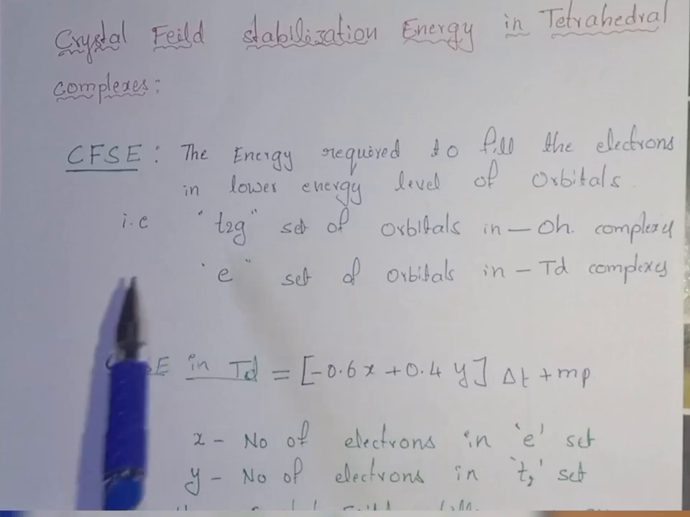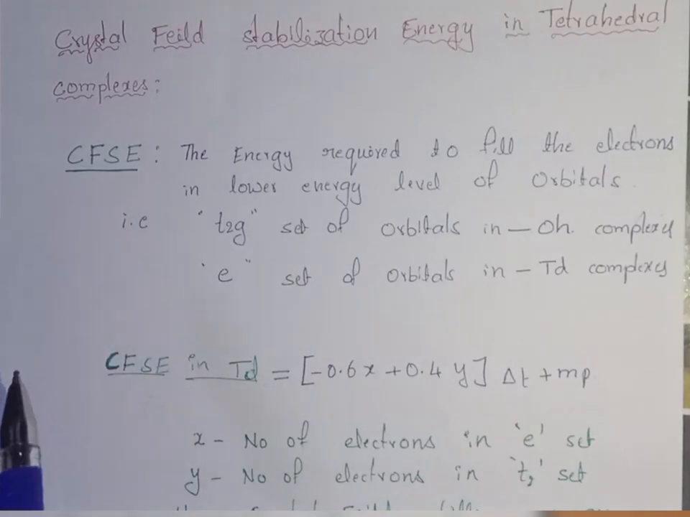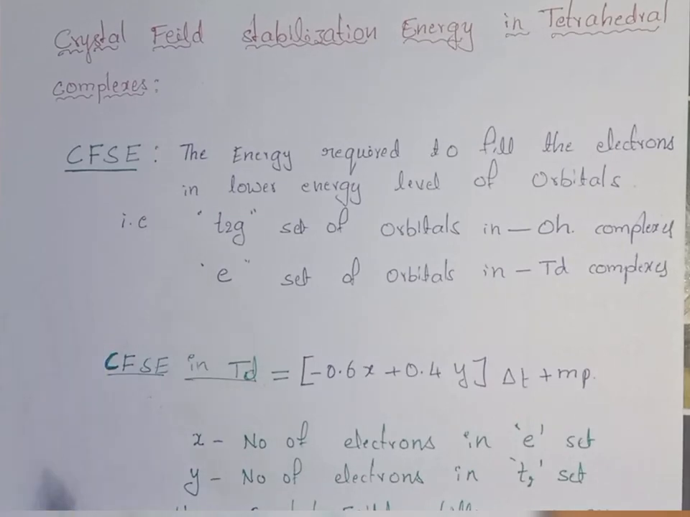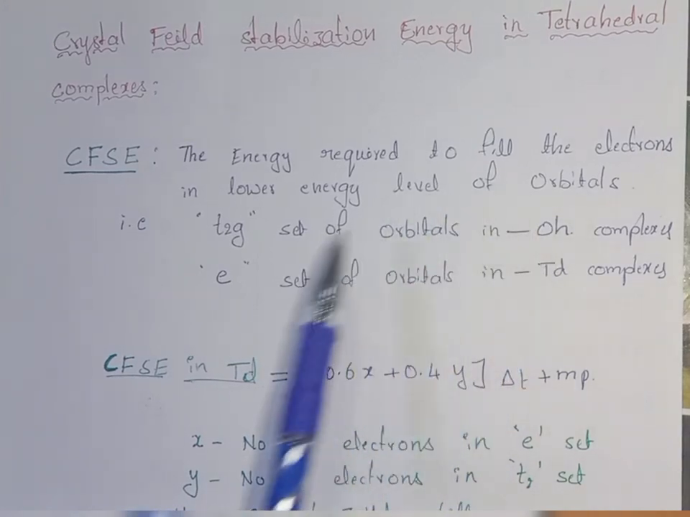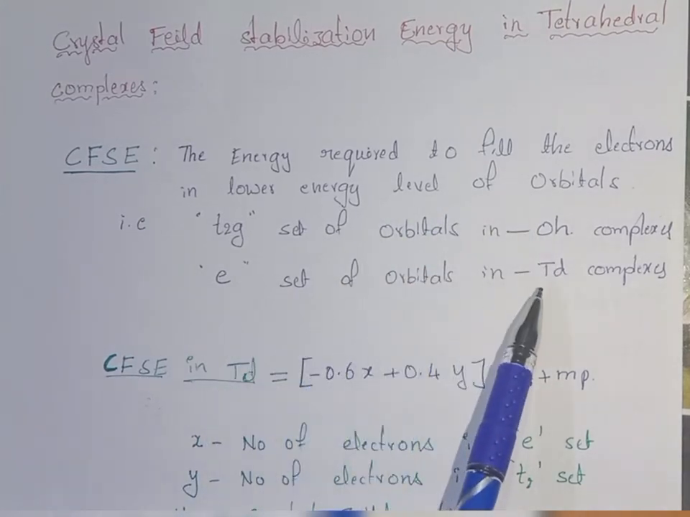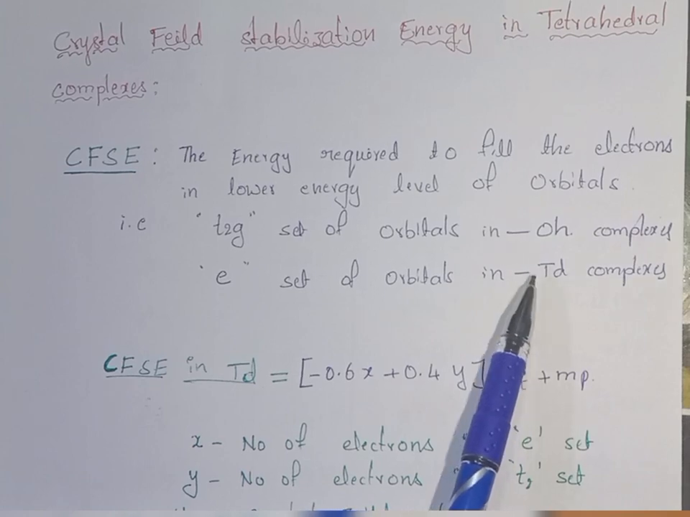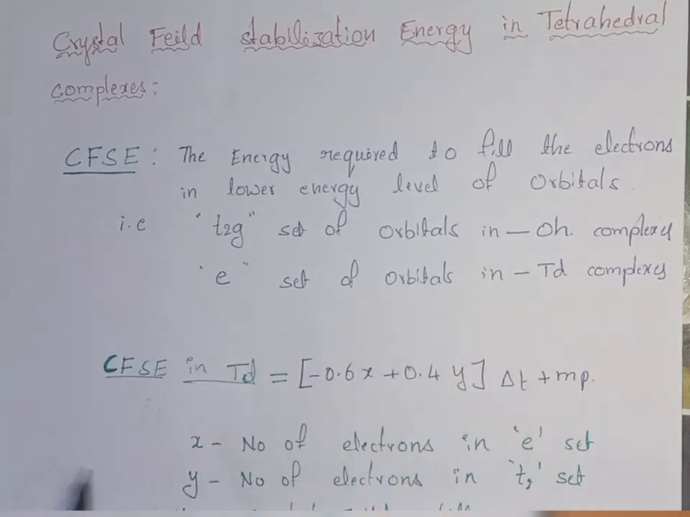Students, now I'm going to explain about crystal field stabilization energy in tetrahedral complexes. As we discussed earlier, the crystal field stabilization energy is the energy gained by filling the electrons in lower energy levels. That means the t2g set of orbitals in octahedral complexes, and the e set of orbitals in tetrahedral complexes, right? So now we are going to explain crystal field stabilization energy in tetrahedral complexes.